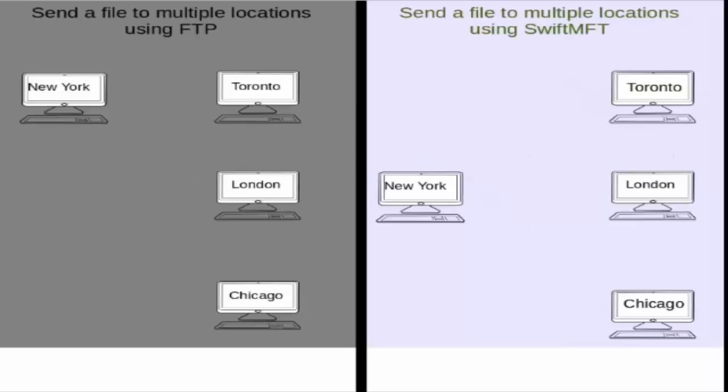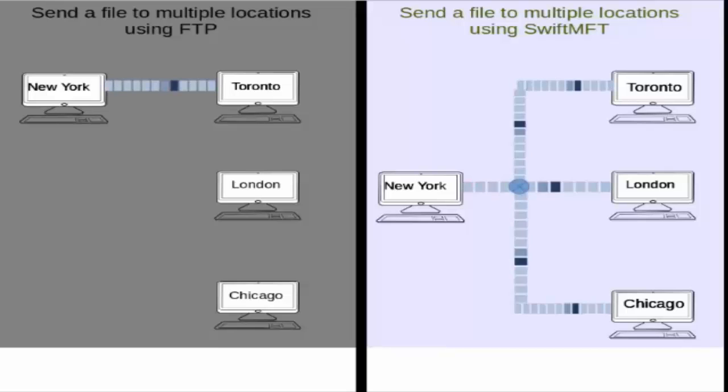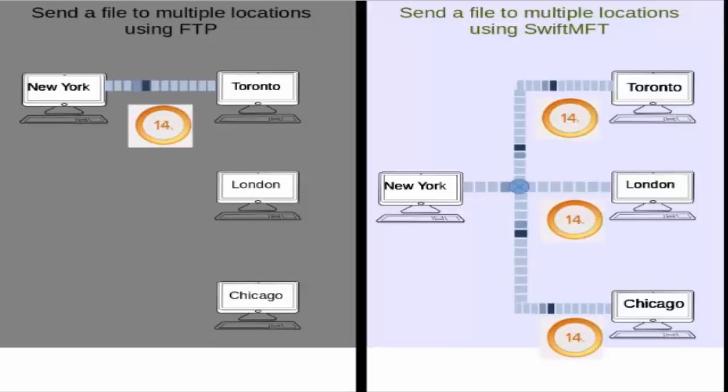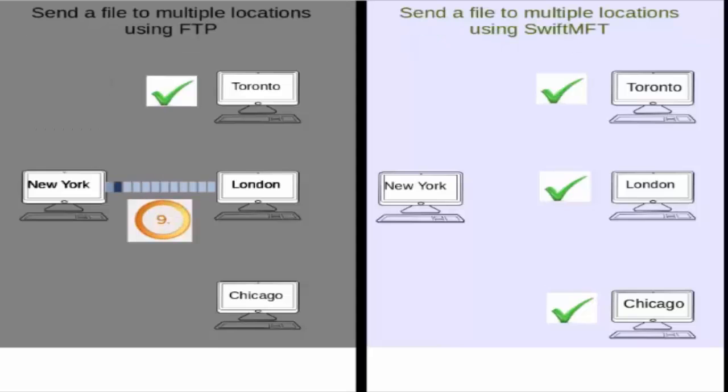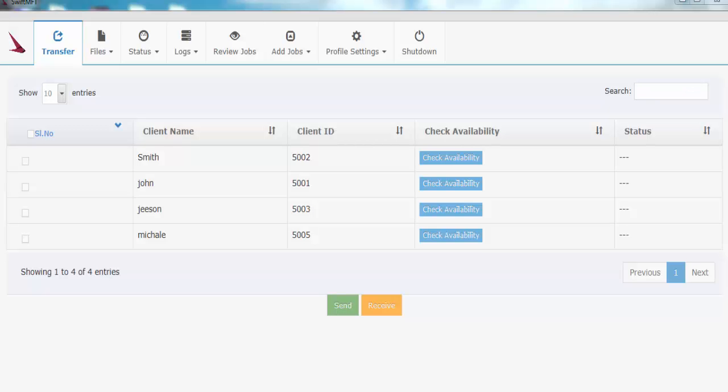SwiftMFT, managed file transfer solution from NimbusParc, overcomes several limitations of traditional FTP. Unlike FTP, SwiftMFT allows you to send a file to multiple locations simultaneously, thus saving time and bandwidth. Let's see how SwiftMFT helps you do it.